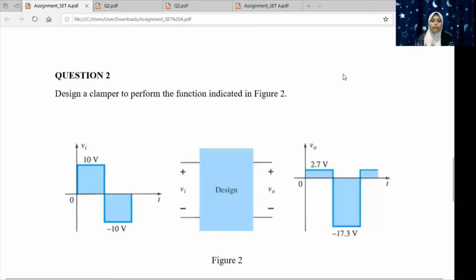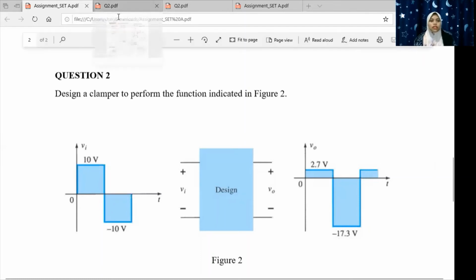Assalamualaikum and hi, my name is Nurul Hanan and I'm going to explain question 2. Question 2 asks to design a clamper that will generate this output, which is positive 2.7 volt and negative 17.3 volt, given that the input voltage is positive 10 volt and negative 10 volt. Okay, let's take a look at the answer.